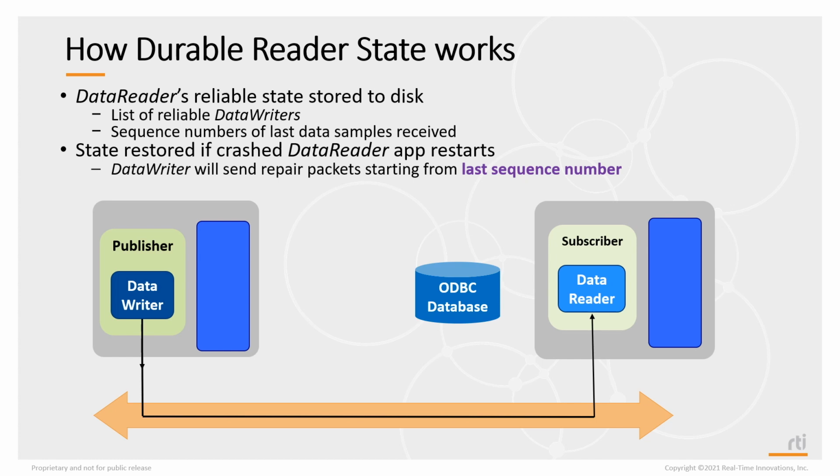Let's see how this works. The durable reader state is stored in the disk. You get a list of reliable data writers it was connected to, along with the sequence number of the last data samples that it received for each data writer. So if the data writer sends D1, and the data reader receives D1 and processes D1, it'll store the sequence number 1 into the database.